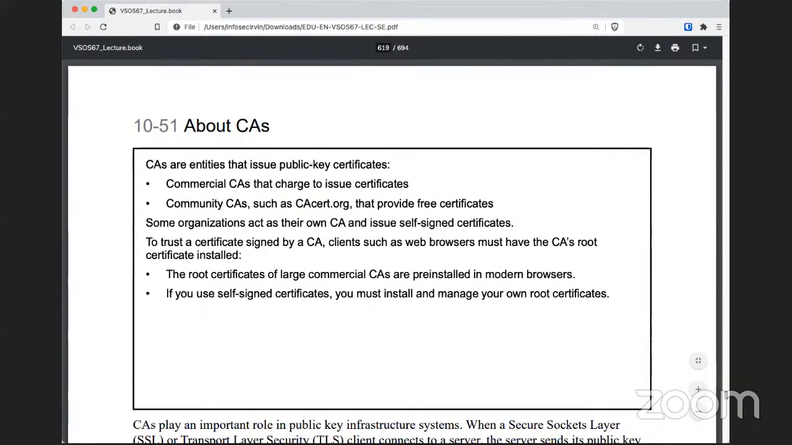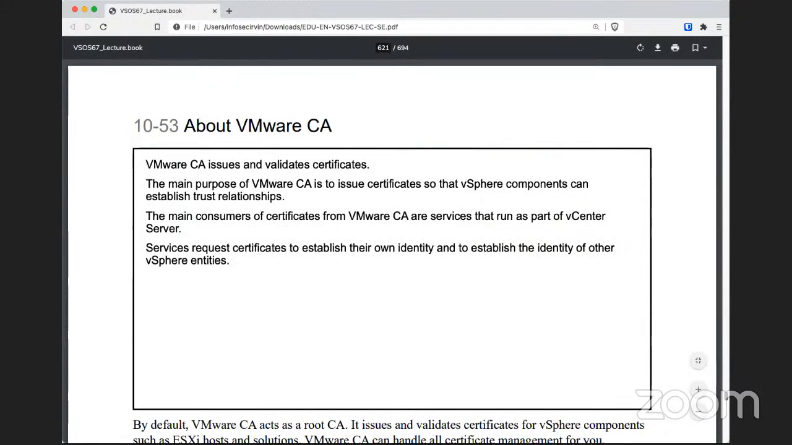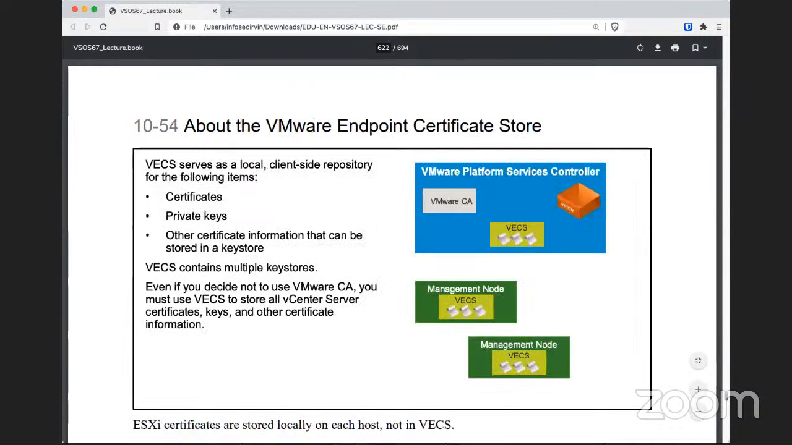You have many CAs, commercial and community ones, like CAcert, Let's Encrypt, and others. By default, vSphere comes with some certs, and you can change those to use others. VMware CA can issue and validate certificates. But again, if it's not already added to a browser, the browser will normally freak out.